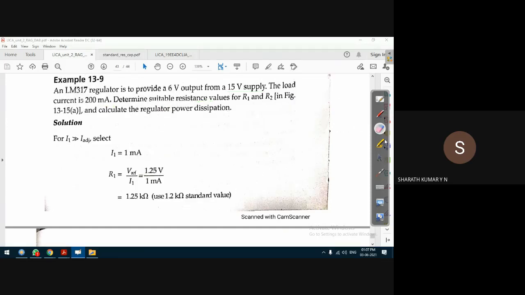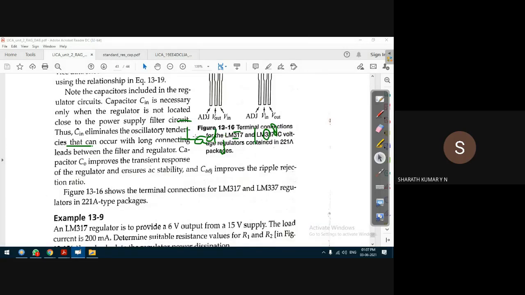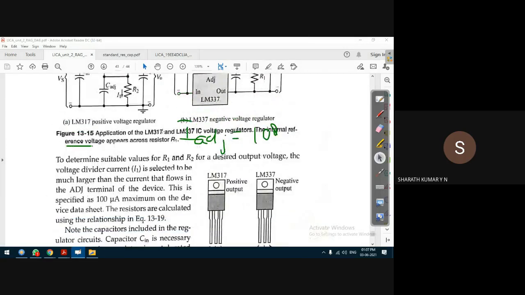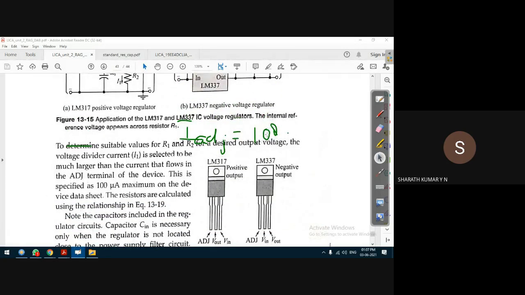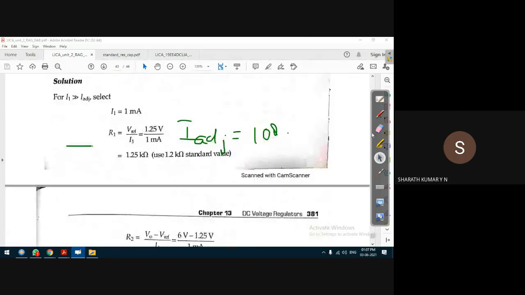Okay, so current I1 should be greater than the adjustment current. I adjustment for this regulator is 100... microamperes, sorry. I1 should be larger than 100 microamperes, so 1 milliampere is given.